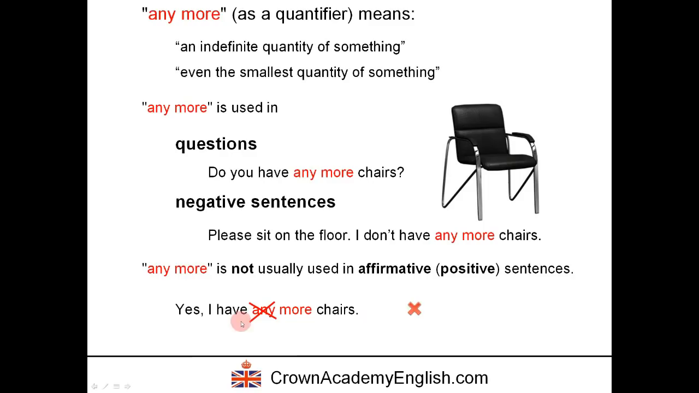Example, this is wrong. Big mistake. Yes, I have any more chairs. No, this is wrong. For affirmative sentences, we use some more chairs. Yes, I have some more chairs. Yes, I have some extra chairs. And again, this indicates an indefinite quantity. Maybe I have 20 more chairs, 50 more chairs. We don't know. I didn't specify it. Okay, so in the affirmative, we would use some more, and in the negative and the questions, we would use any or any more.